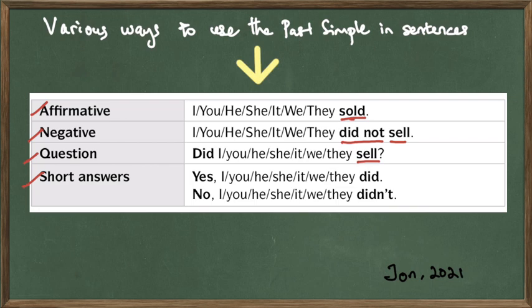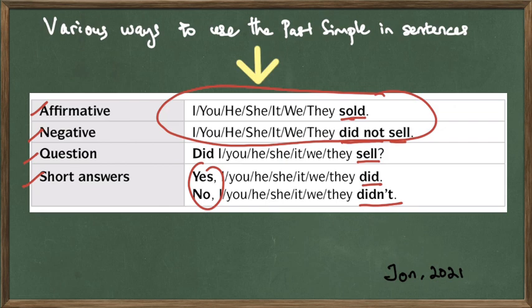sell. Then we have the short answers. When we use the short answers, usually we answer with either yes or no, followed by did or didn't. So these are the various ways for us to use the past simple in sentences. Generally speaking, as students, you will be using mostly the part that I circled.